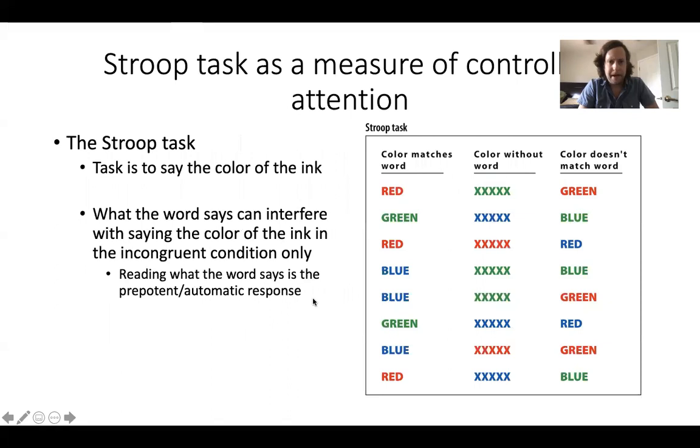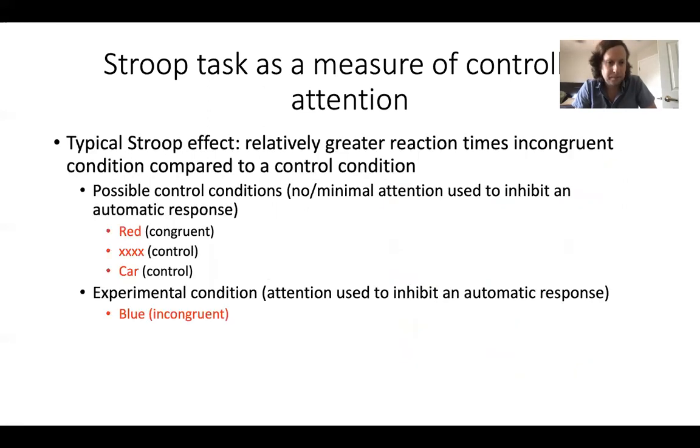So we were talking about that, and we were talking about the Stroop task. And in the Stroop task, the goal is to say the color of the ink. And the distracting stimuli, or the distracting task, is the tendency to want to read what the word says.